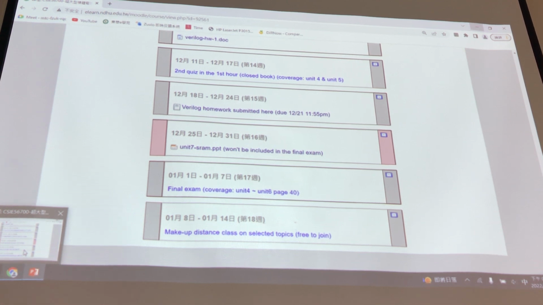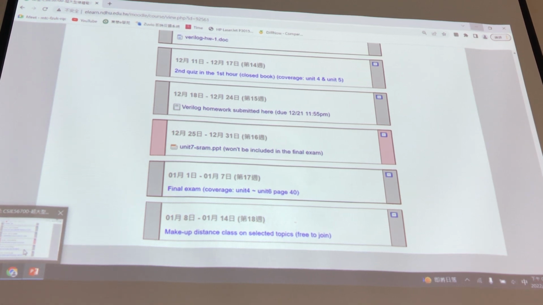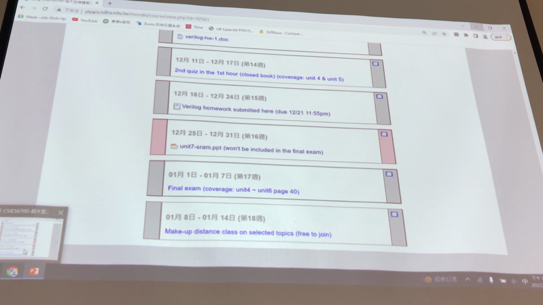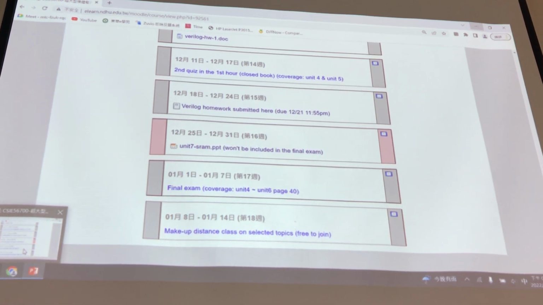I haven't looked at that, but the TA finished grading. Please take a look, and if you have any question you can ask the TA, and you have to return it back.